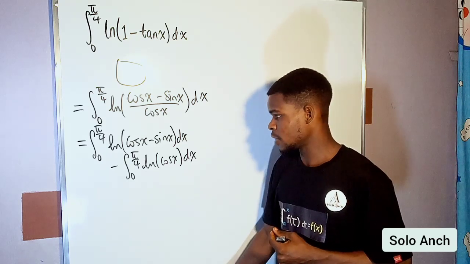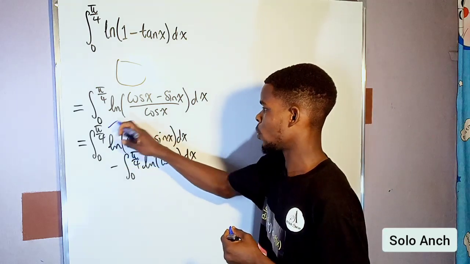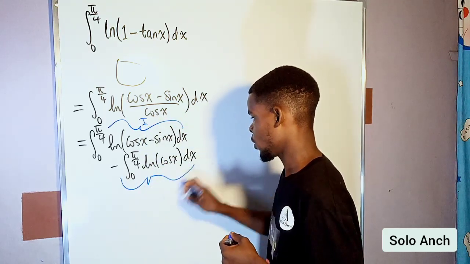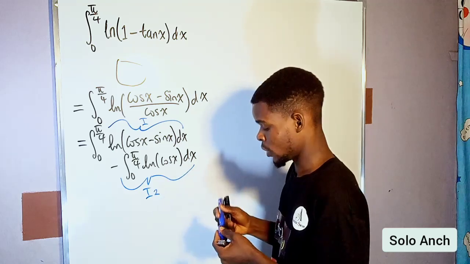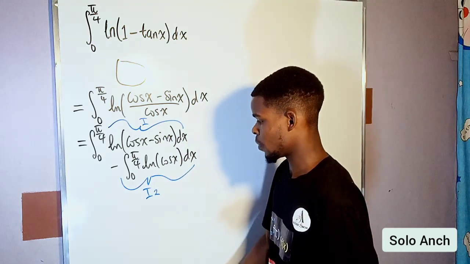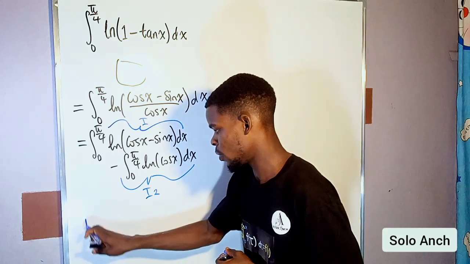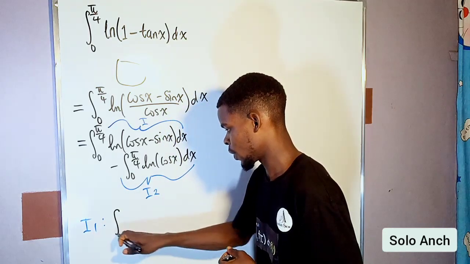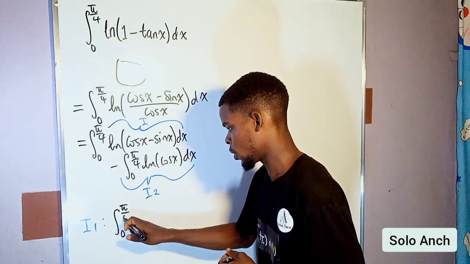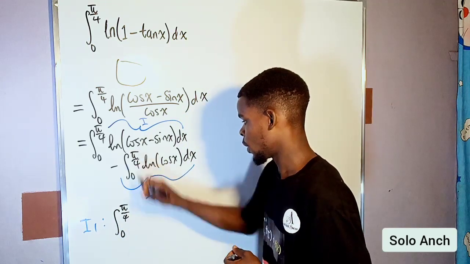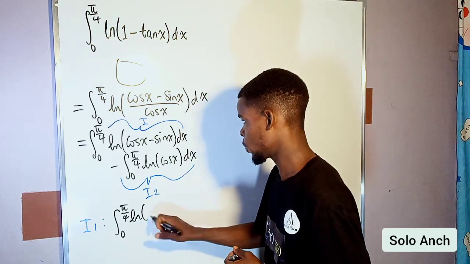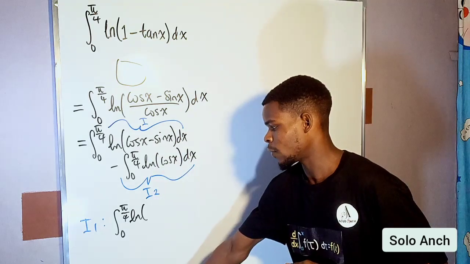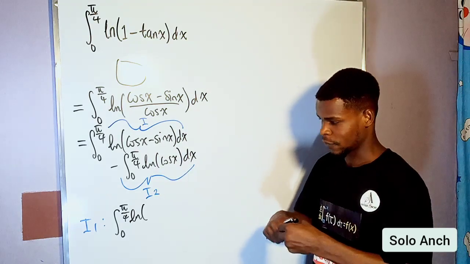Maybe let's give these integrals names. I can call this I1, and then I can call this I2. I'm going to start off with I1, so that maybe with time we can bring in I2. So let me put the I1 down right here. That is the integral from 0 to pi over 4 of the natural logarithm of the cosine of x minus the sine of x. Well, notice what we have: cosine of x minus the sine of x.